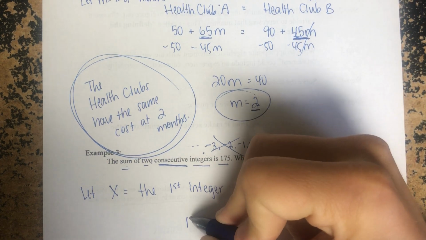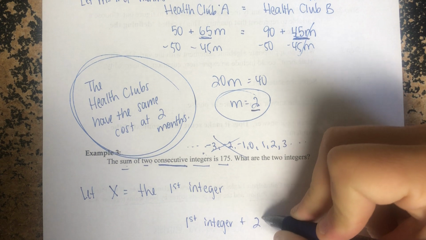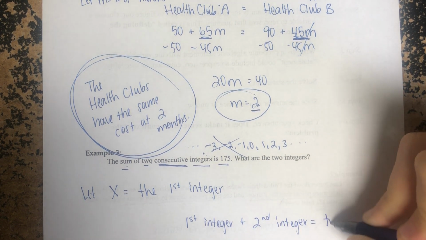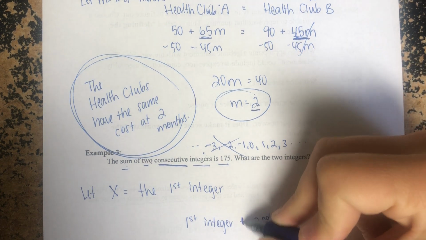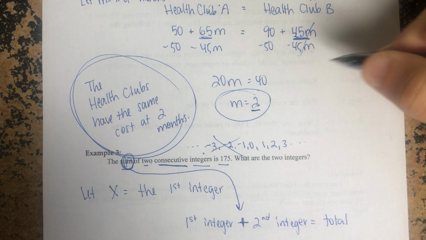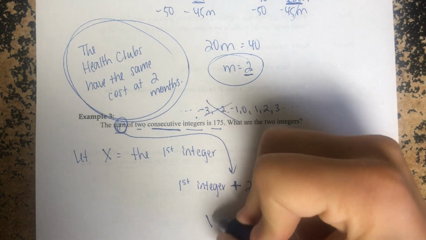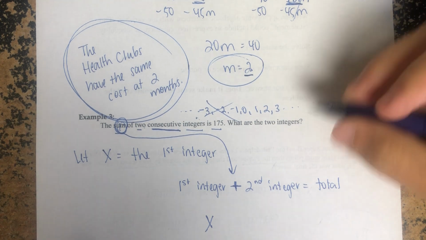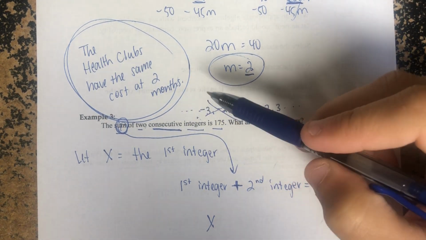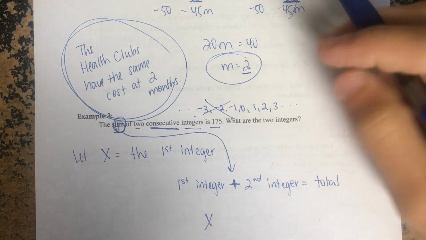All right, so I know I have a first integer plus the second integer is equal to the total. And the reason I'm adding them is because sum means to add. First integer is x. Now, this is the tricky part, and this is why I want to go over this one in detail, because you will see a question like this and it's going to be slightly different, so you have to understand what's going on here.